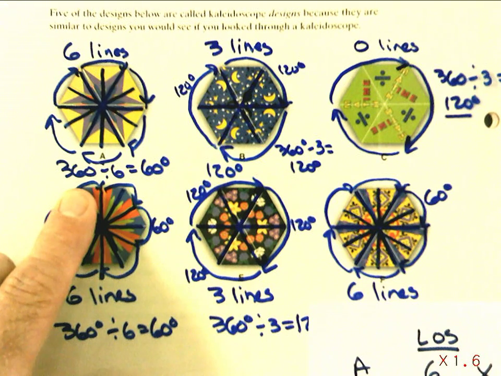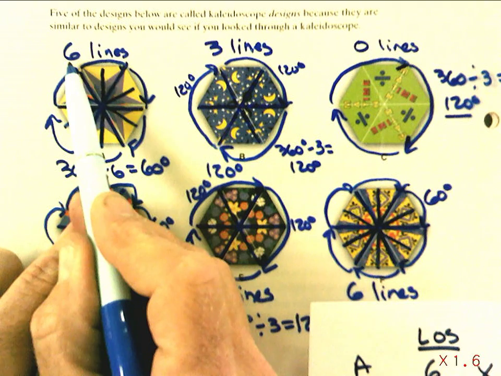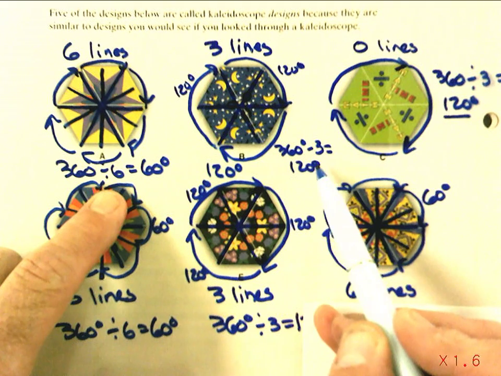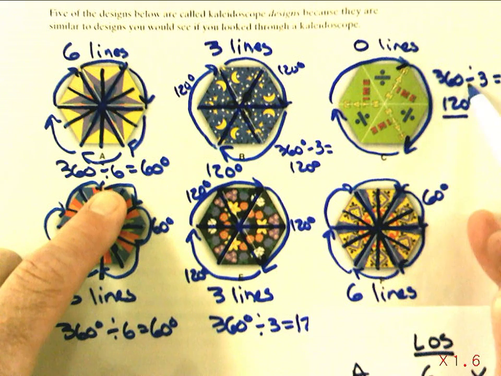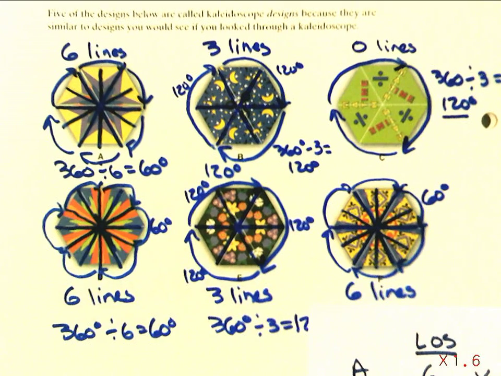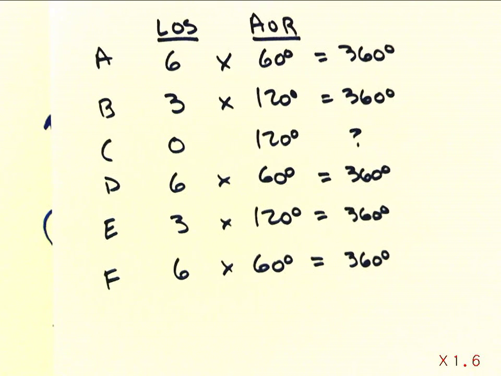And in fact, in many cases, to find the angle of rotation, we took 360 divided by the number of lines of symmetry. 360 divided by the lines of symmetry gave us the angle of rotation. And so we were actually using this to find those angles of rotation by taking 360 and dividing it by the lines of symmetry.